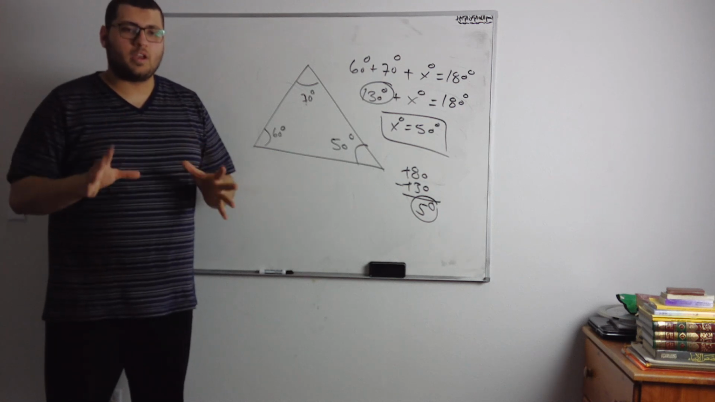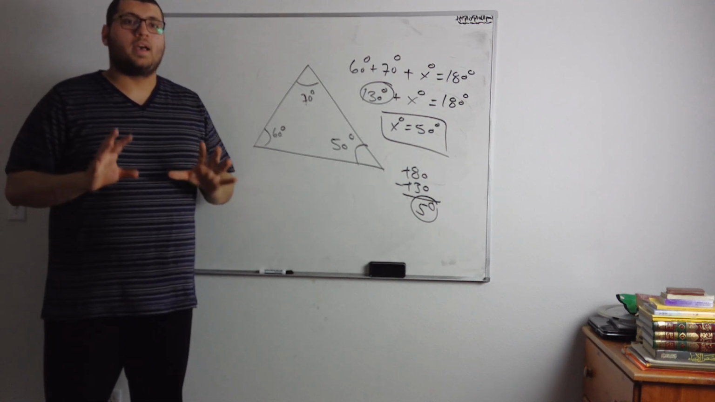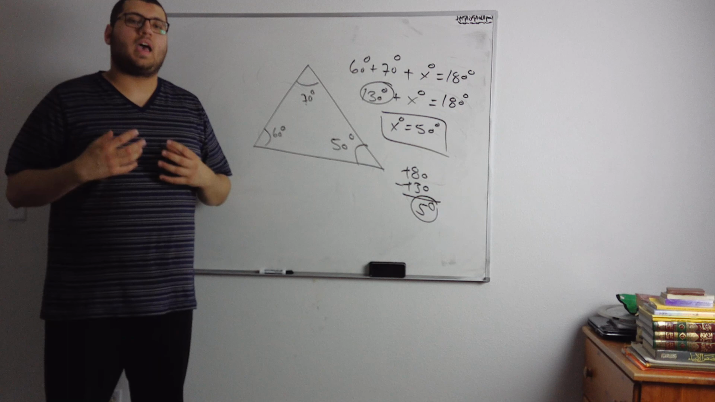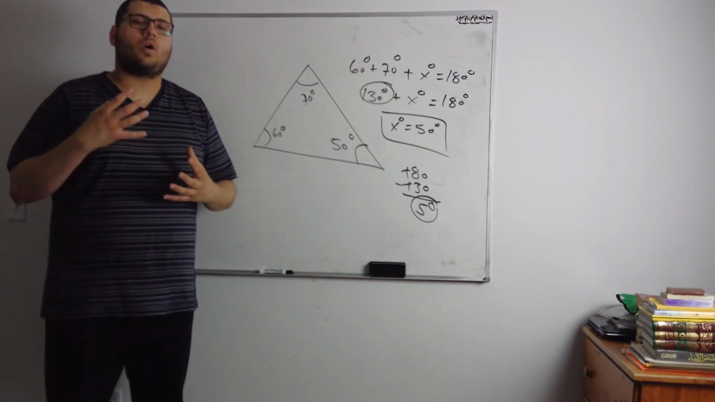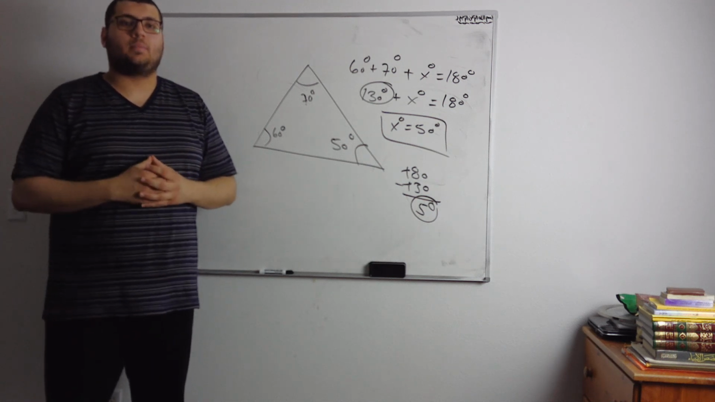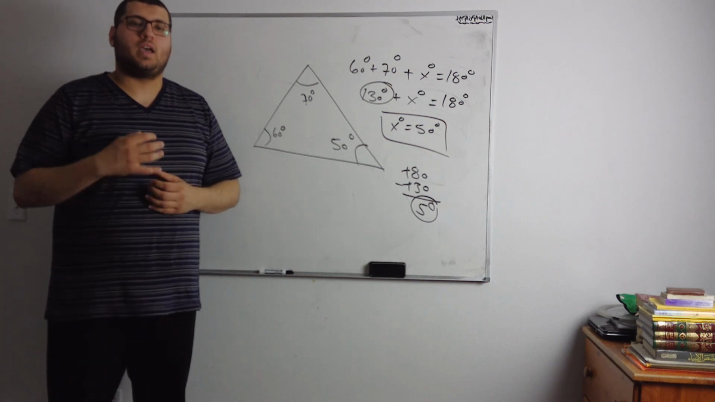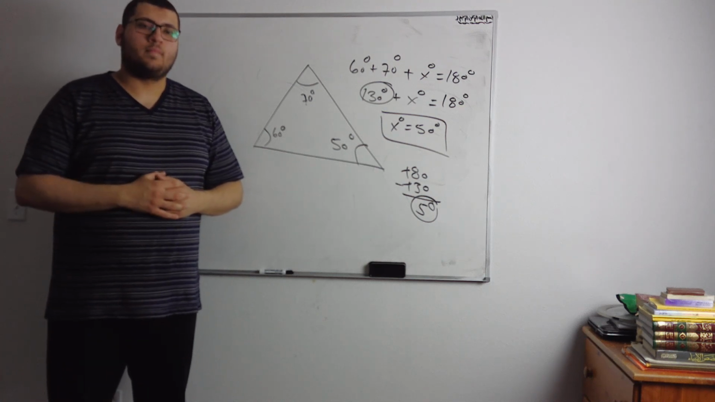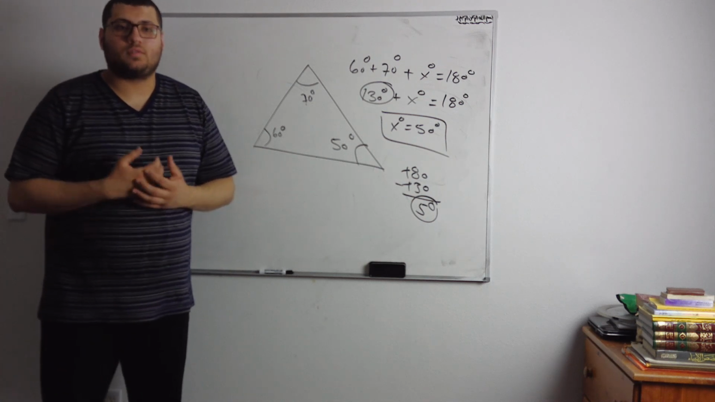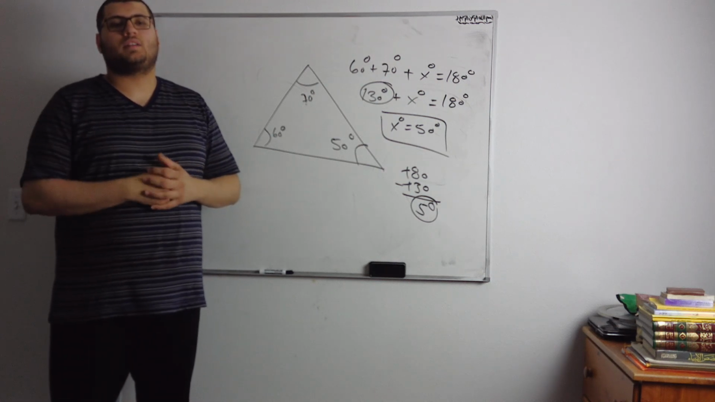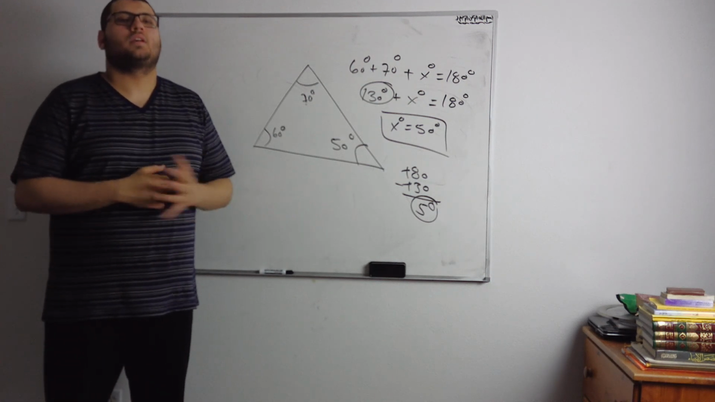But the main rule is that all three angles of a triangle add up to 180 degrees. Meaning that if you have two angles of the triangle, you add them and then subtract the sum from 180 to get your missing angle.